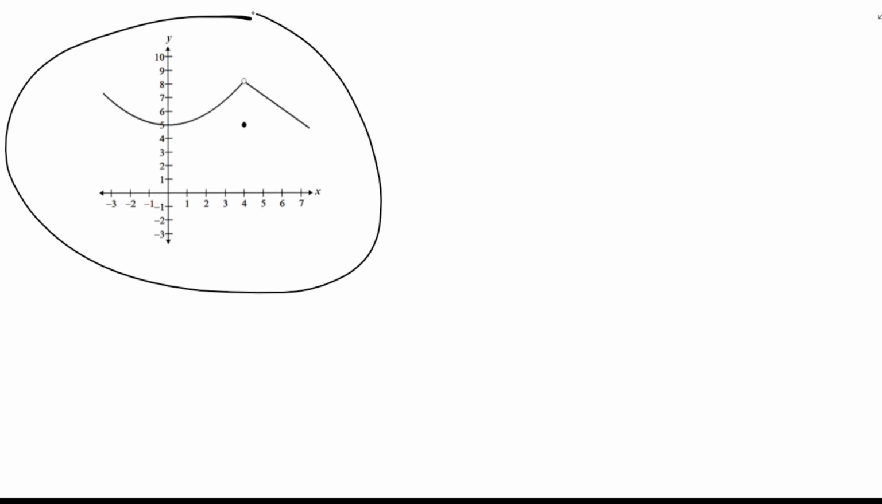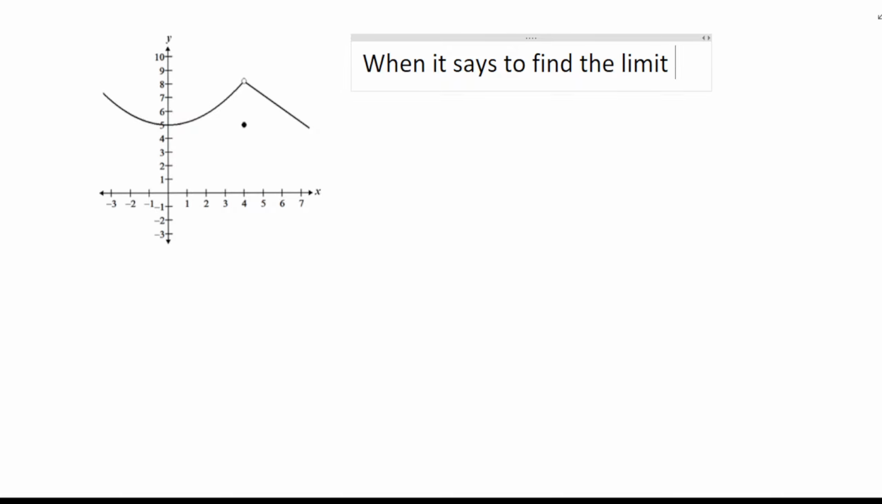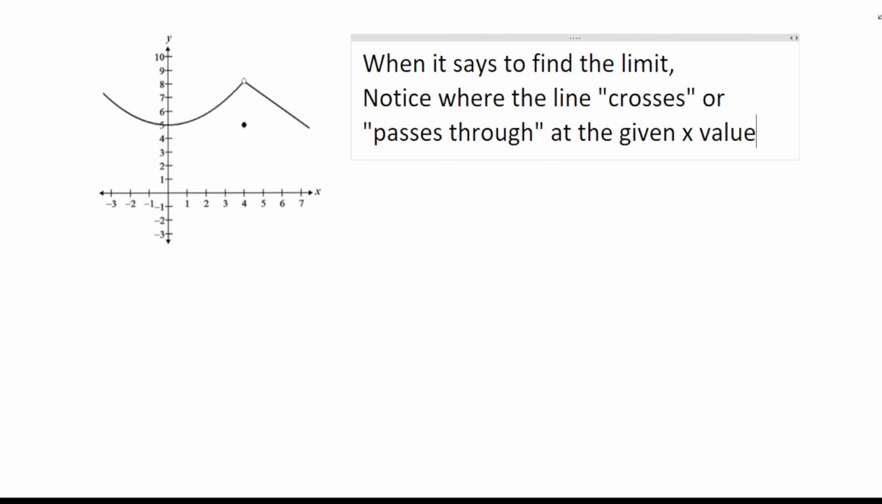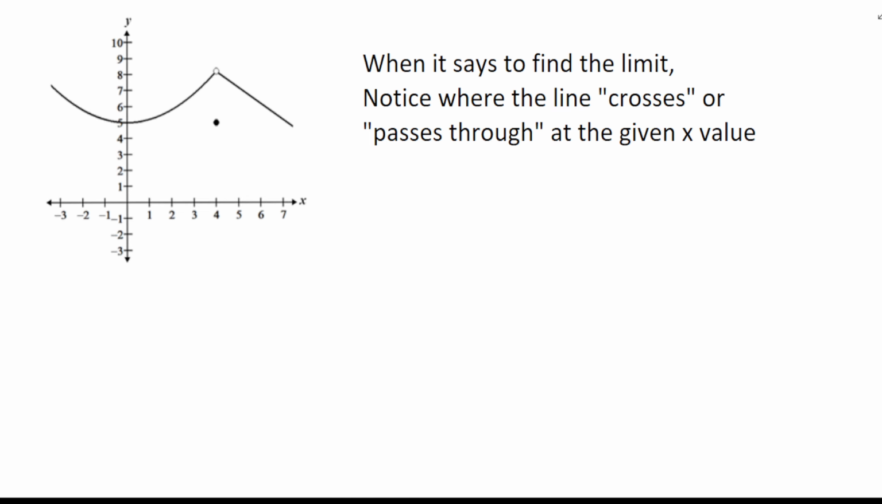When you're looking at your graphs, for the most part, you're really only looking at a couple key things. When it says to find the limit, what that essentially means is notice where the line crosses, or passes through, I should say, at the given x value. That might seem straightforward, but there are a couple of nuances, and it really comes down to the terminology that they give you.